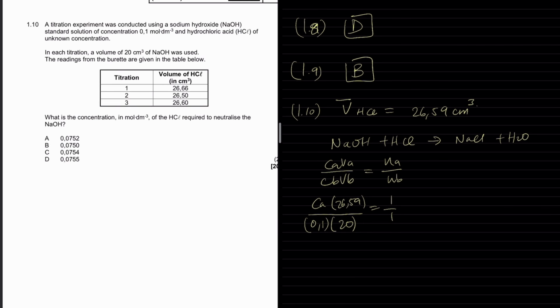Now all we need to do is solve. So 0.1 times 20 divided by 26.59, that's going to give us an answer of CA is 0.075. So 0.0752 actually, so that means our answer is A.